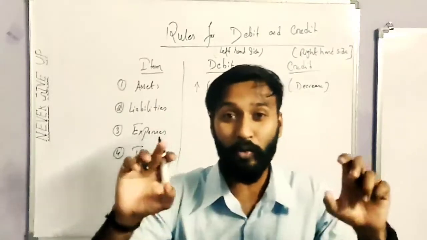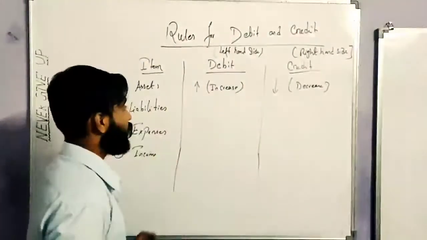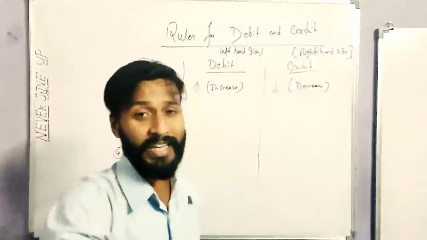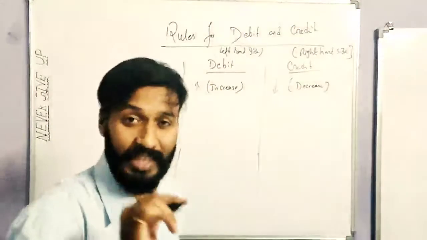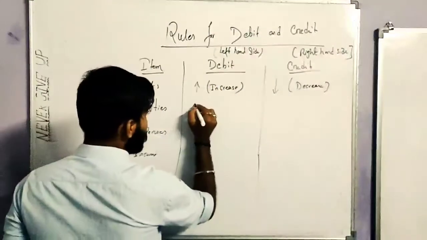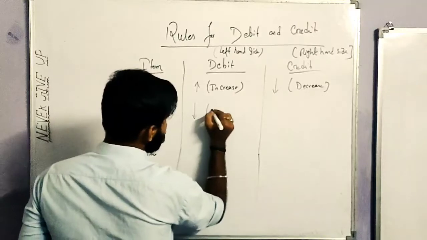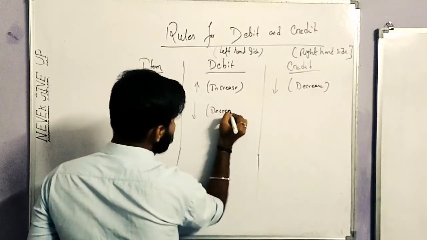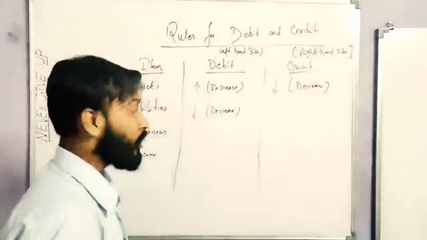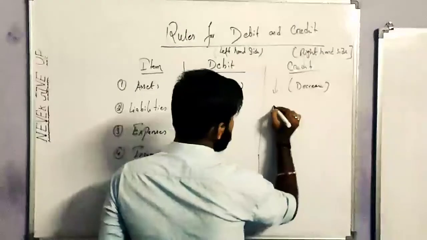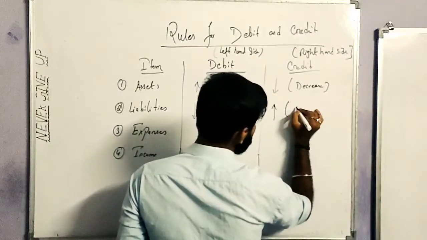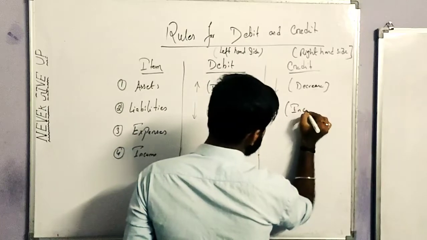Now, what is the golden rule of liabilities? If you record any item in the debit side, that is the left hand side of liabilities, then the item will decrease and the amount will decrease. If you record any item in the credit side of liabilities, that item will increase.